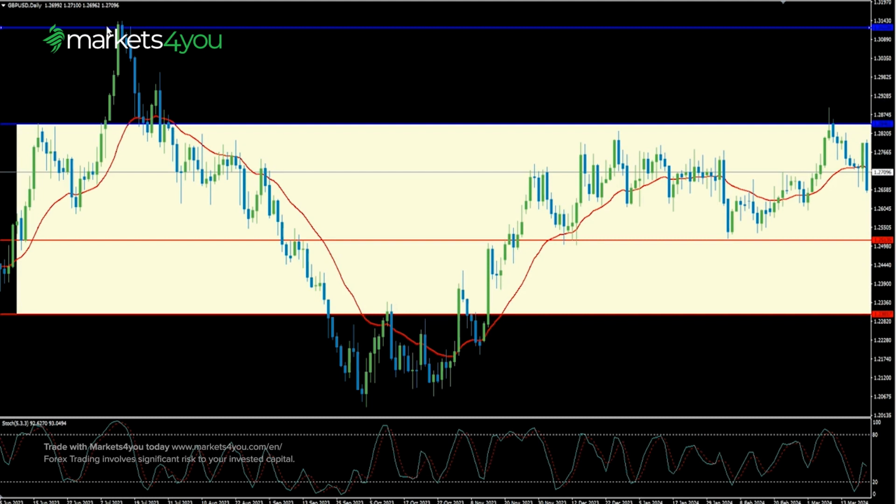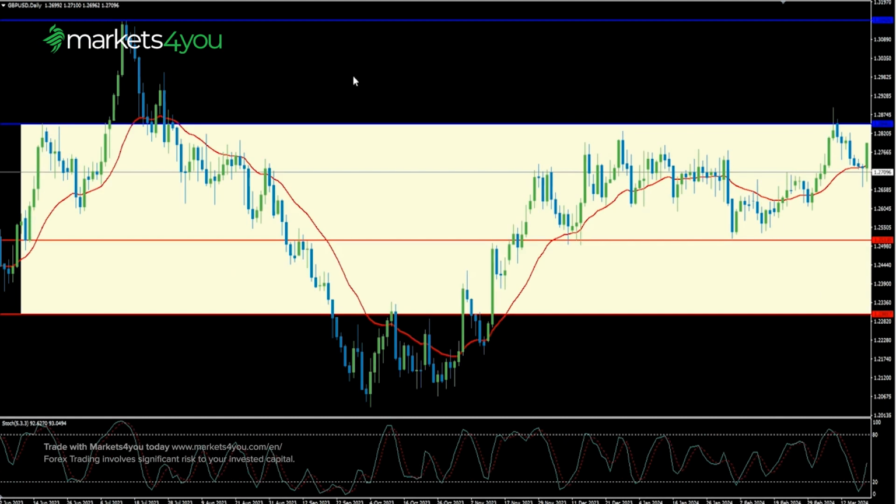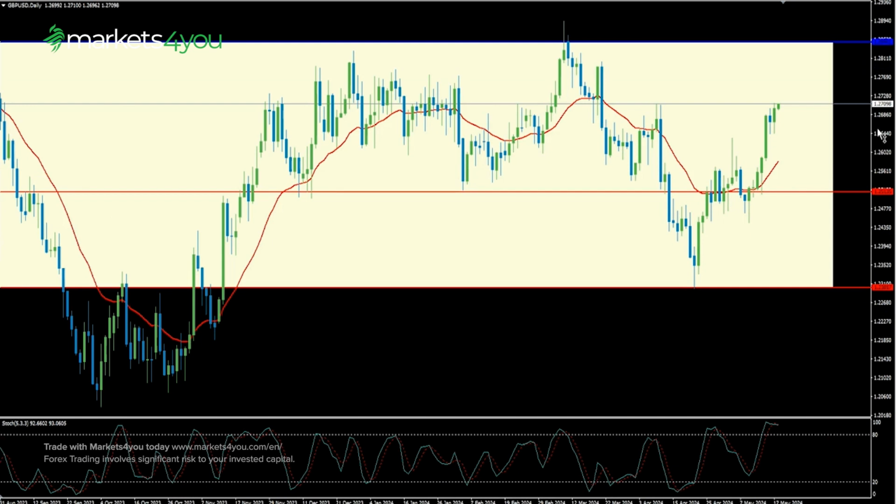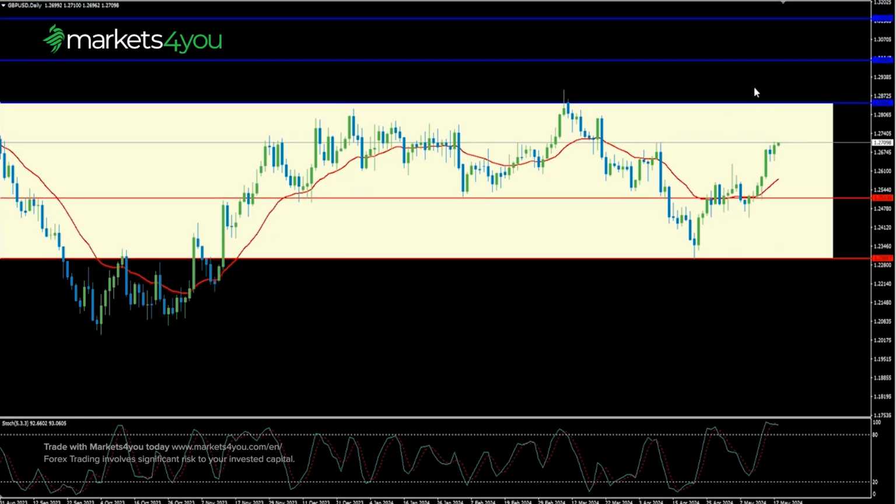So I can just put it at 1.3142. This will be my next resistance. But of course, there are some shorter, lower resistances here, 1.2996 or 1.3. So this will be my first, second, and third resistance. Meanwhile, this is my first support and this is my second support.